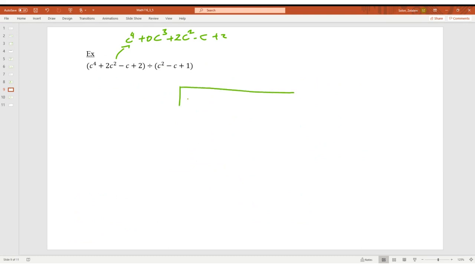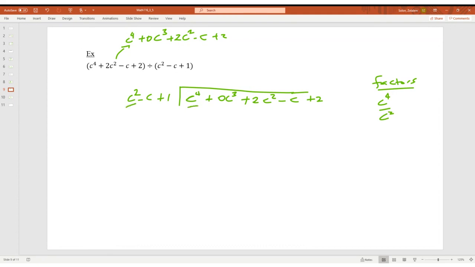Now in standard form, c to the power 4 plus 0c cubed plus 2c squared minus c plus 2. And outside we have c squared minus c plus 1. Now we are going to multiply 3 terms, a trinomial. That's the only difference. Otherwise, it's the same thing. So we find the factors: c to the power 4 divided by c squared. We always divide the leading terms, so this divided by this.